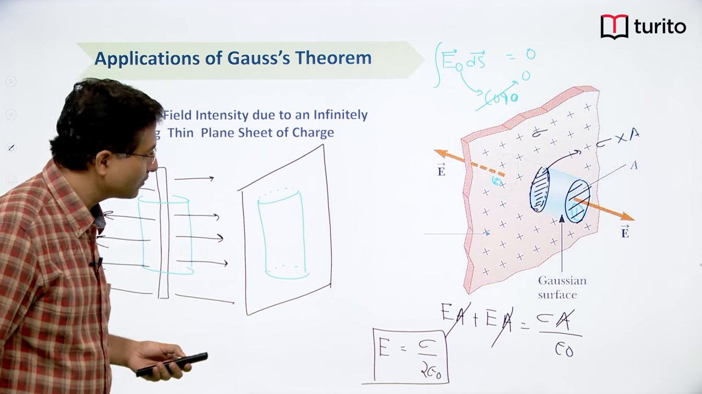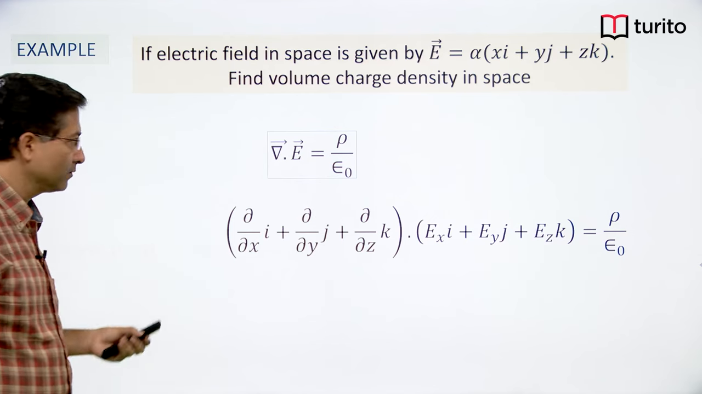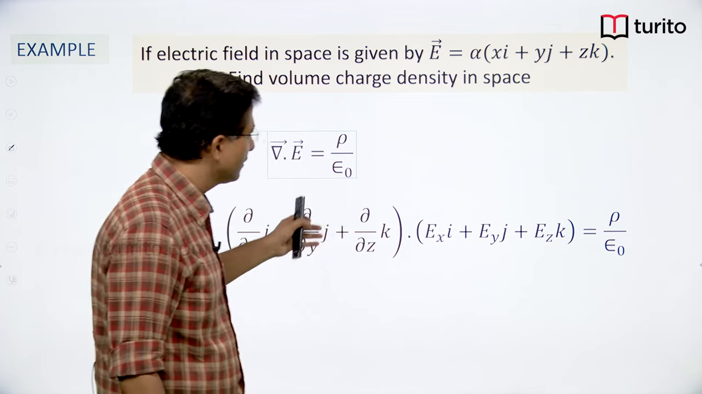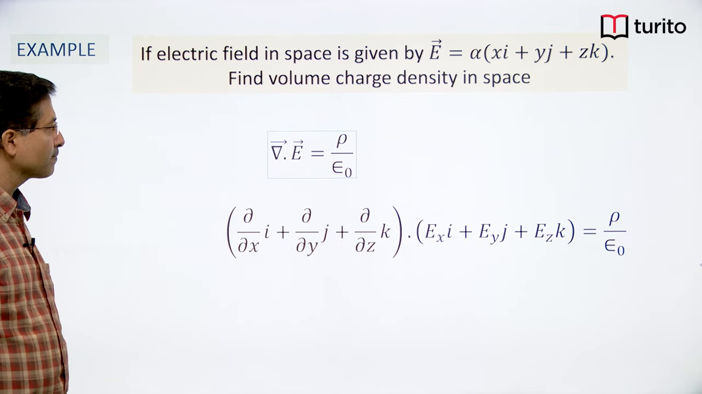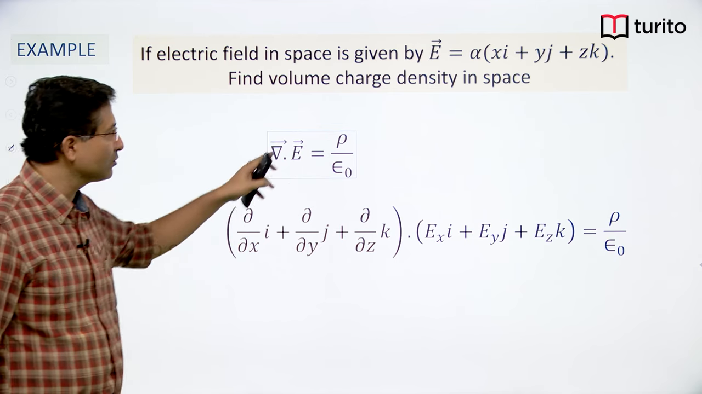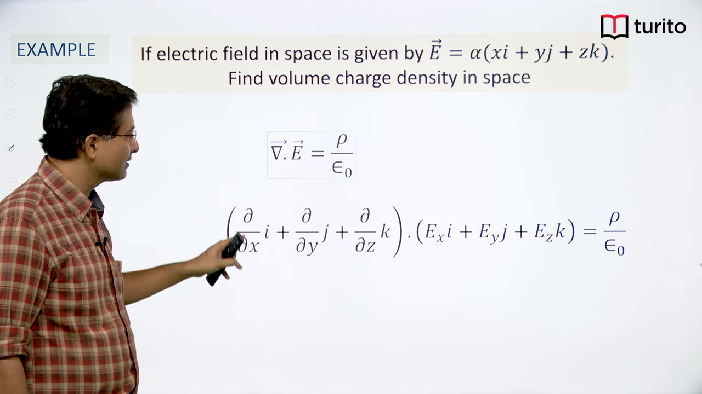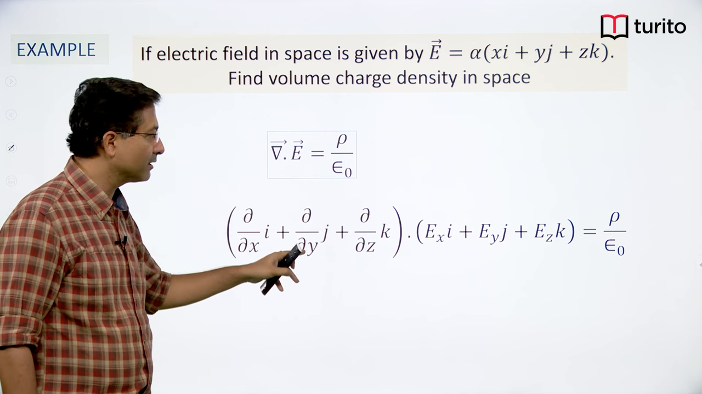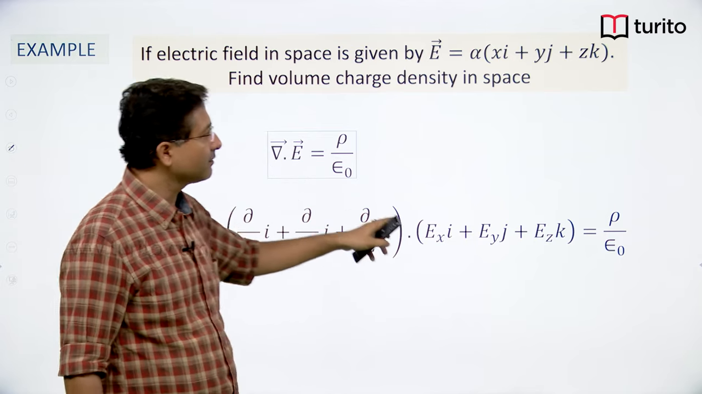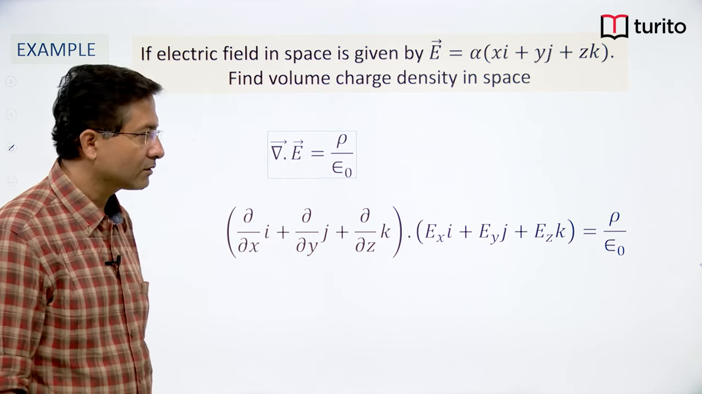Now, let us see the differential form of the Gauss law. We have seen till now the integral form of the Gauss law. So, let us take one example on the differential form of the Gauss law. So, differential form is del dot E is equal to rho upon epsilon naught. I already told you, you need not worry about what this del is. For the time being, this del is d by dx i cap, d by dy j cap, d by dz k cap, dot product with the field in vector form, that is rho upon epsilon naught, right, where rho is volume charge density.